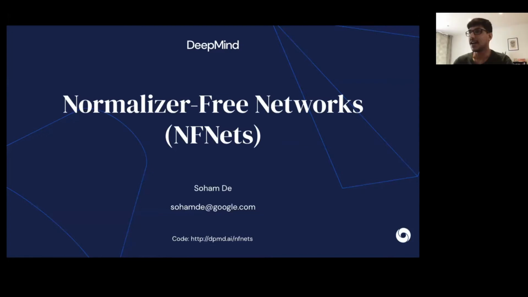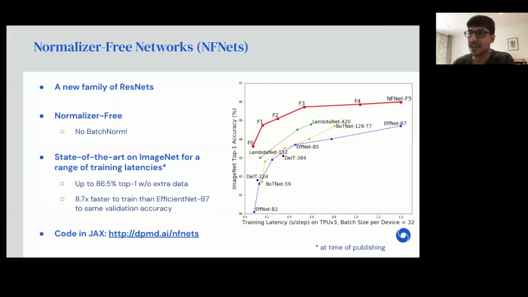And I'm really excited to be talking here today on our recent work on normalizer-free networks. So here's just to flash up the main result right at the beginning. So what are normalizer-free networks? It's a new family of ResNets. And the key property of this new family of ResNets is that it is completely normalizer-free. And in particular, it has no batch normalization layers.